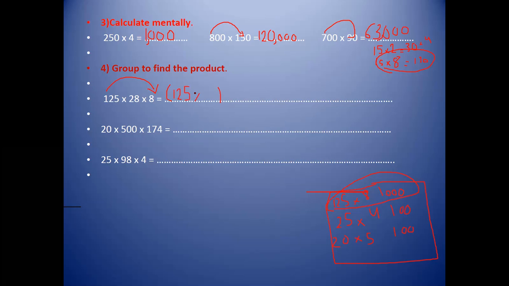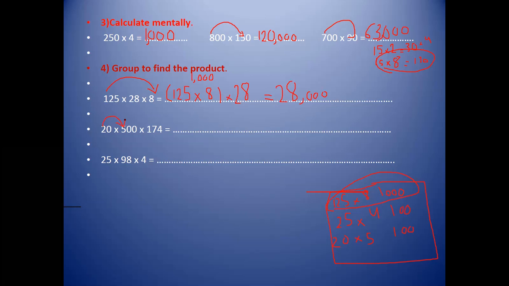I will group them, so I will write them between 2 brackets: 125 times 8. The number that's not written between 2 brackets, 28, I will write it outside. We know that 125 times 8 is 1,000. Multiply it by 28. 1 times 28, 28. With how many zeros? 3 zeros.